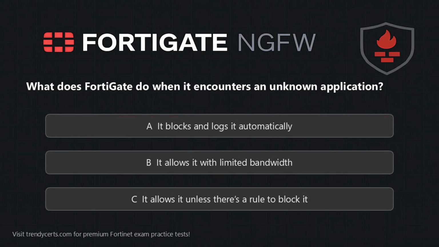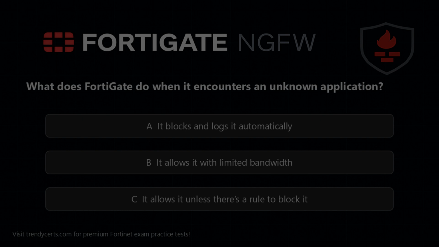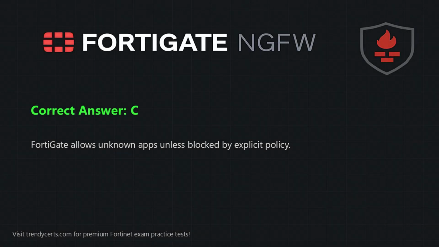What does FortiGate do when it encounters an unknown application? Option A, it blocks and logs it automatically. Option B, it allows it with limited bandwidth. Option C, it allows it unless there's a rule to block it. The correct answer is option C. It allows it unless there's a rule to block it. FortiGate only blocks traffic if an explicit rule is defined. Unknown apps are allowed by default.